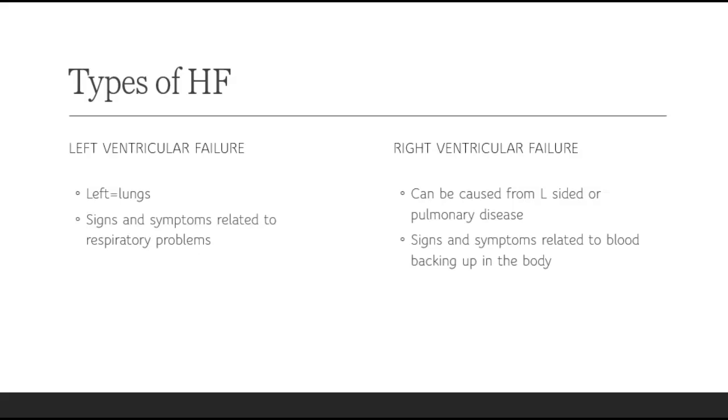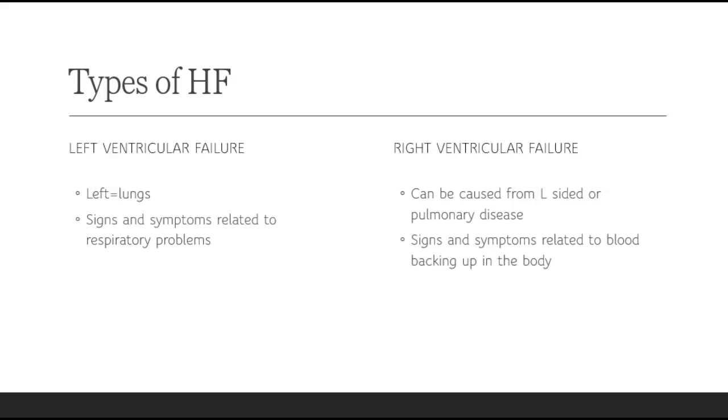Then you have your right ventricular failure, your right-sided heart failure. This can be caused from left-sided heart failure, so if the left side backs all the way back up into the right side. So over time, the right ventricle is going to have to pump against an increased amount of pressure to compensate for the left side, and that's how it can cause right-sided heart failure.